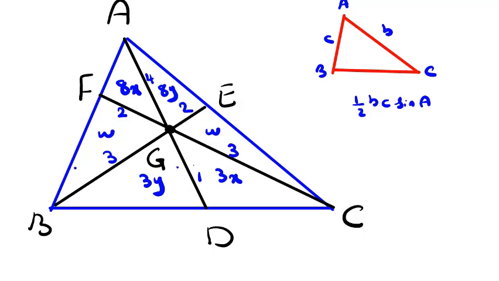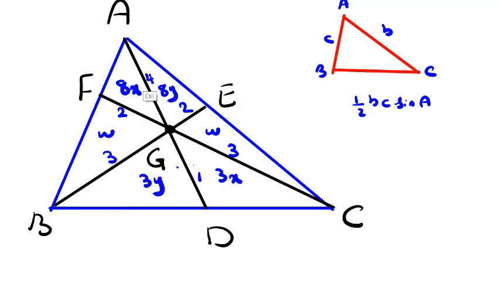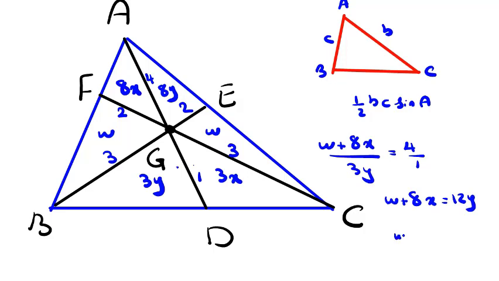So if now you use this part, the altitude is same. So the ratio of the areas is the ratio of the bases, 4/1. So W plus 8x over 3y equals 4/1. So if we cross multiply, W plus 8x equals 12y. So we can replace W with 12y minus 8x.